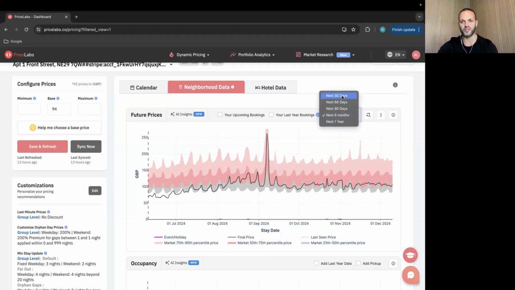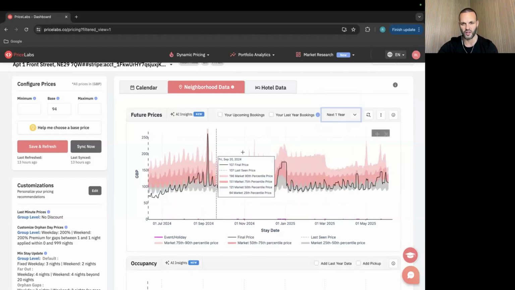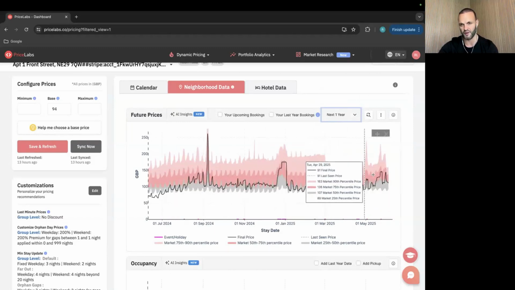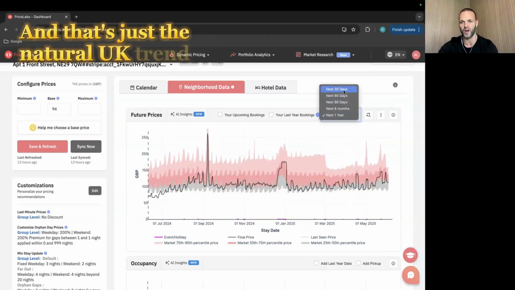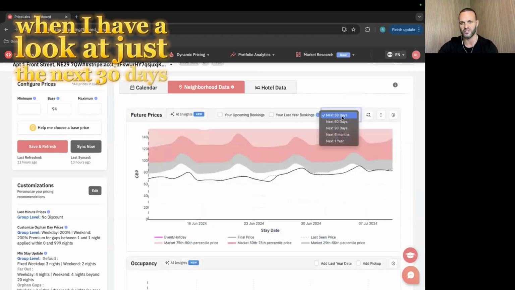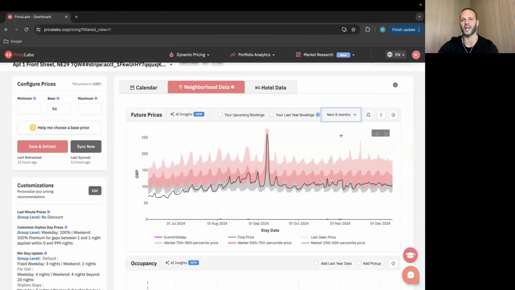You can change it based on next year. So if we really want to have a look at the next year, what is the trend? As you can see here, Feb drops right off, and that's just the natural UK trend. If you want to have a look at just the next 30 days, you can. I think 6 months is a good guideline for your pricing structure, and obviously the software will adjust based on your base rate. But if you really want to get clever and capture as much of the market as you can and maximize your profits, you may want to be tweaking the base rate here based on the recommendation of the future pricing. And obviously you can use your settings here to do it, or you can just set reminders on your calendar and then do it.